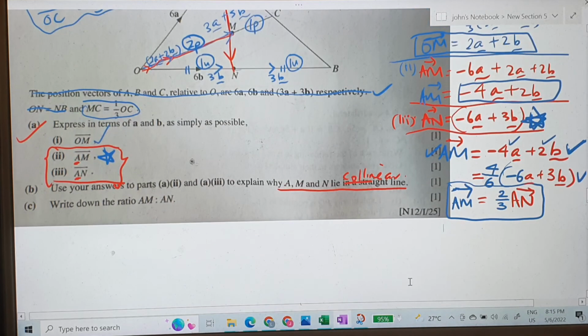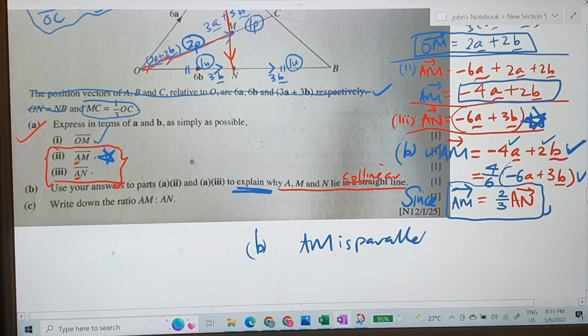What's the conclusion you must make? Explain. I'm now explaining. This whole thing is the working for part B. You say since AM equals to whatever, AM is parallel to AN. That's the first thing I must write.